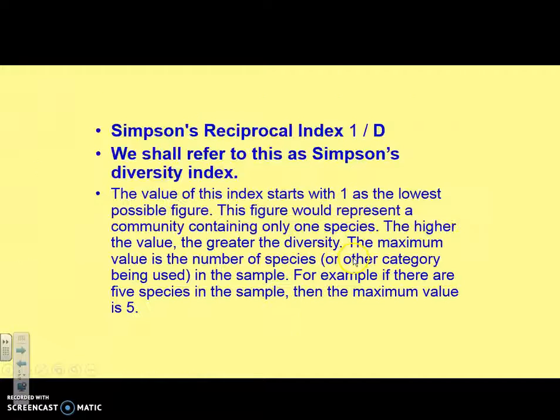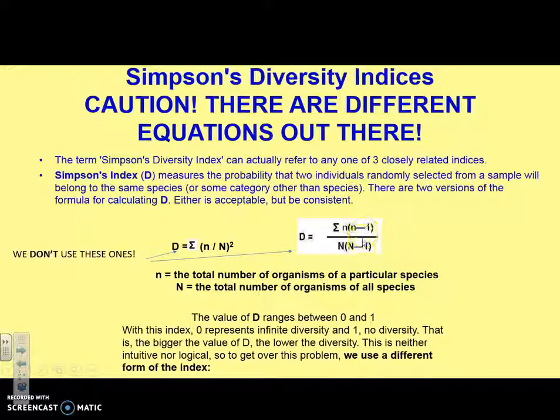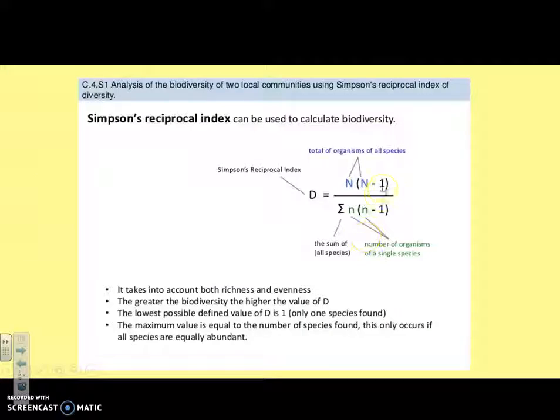So I'm skipping over those, and I'm going to point out that we're going to use something called Simpson's Reciprocal Index. You don't actually need to know it as that. We're just going to call it Simpson's Diversity Index, and it looks like this. This is the version we're going to use. Just notice the difference with that one there. It's the same thing, but upside down. So you need your sigma n-1 on the bottom here.